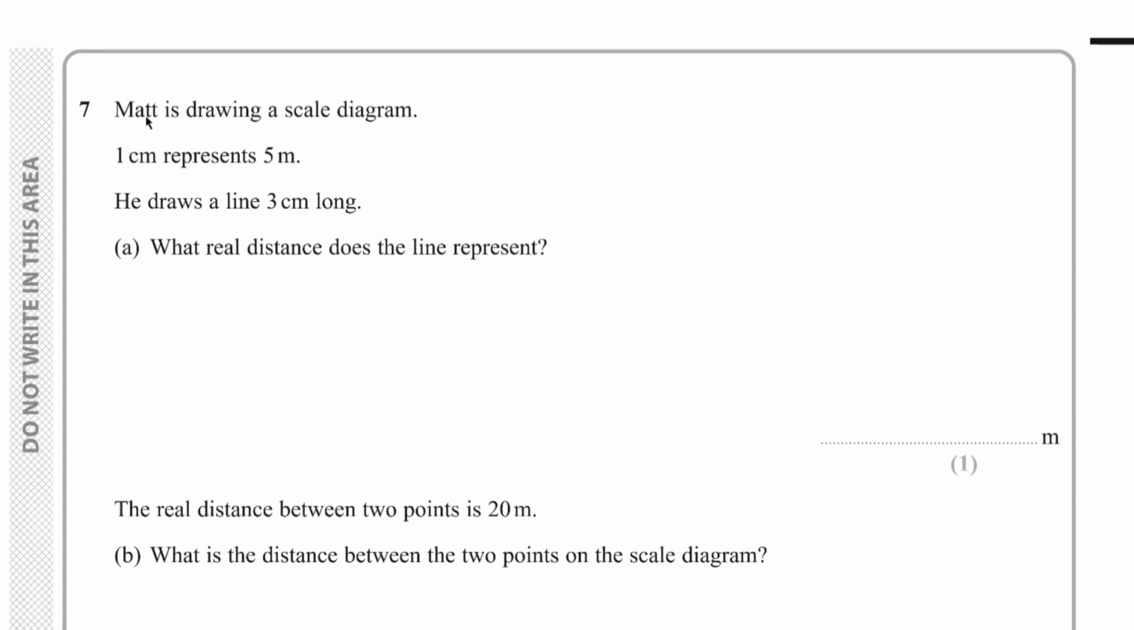Question 7. Matt is drawing a scale diagram. 1 centimetre represents 5 metres. He draws a line 3 centimetres long. Part A. What real distance does the line represent?